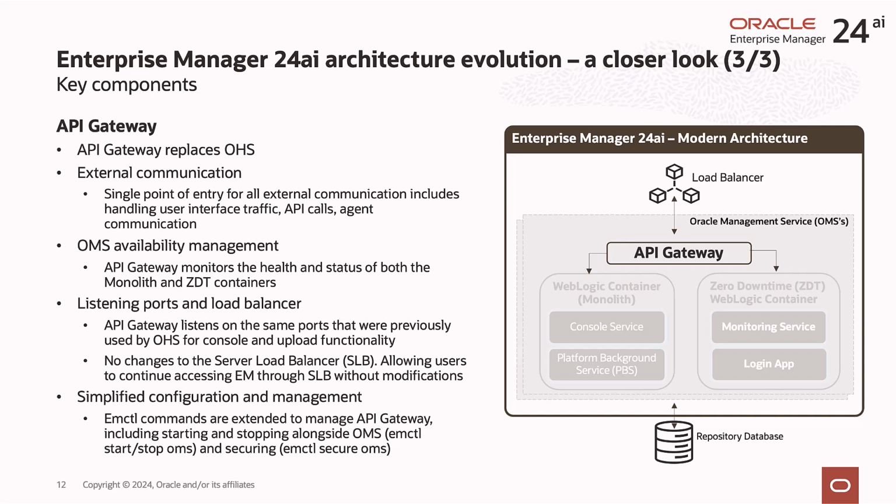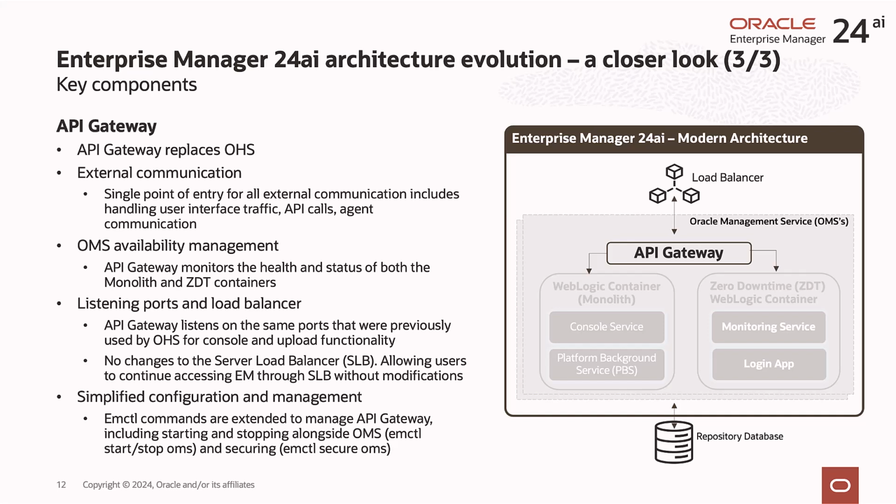In our new architecture, we are introducing the API gateway as a replacement for Oracle HTTP Server, which we call OHS. Let's break down its roles and see what benefit it brings. One is external communication. The API gateway now acts as a single entry point for all external communication. This includes everything from user traffic and API calls to agent communication, and this centralized entry improves and simplifies how we manage the traffic.